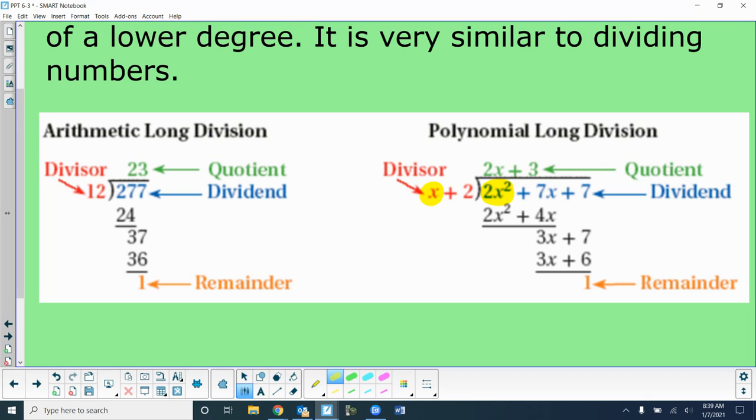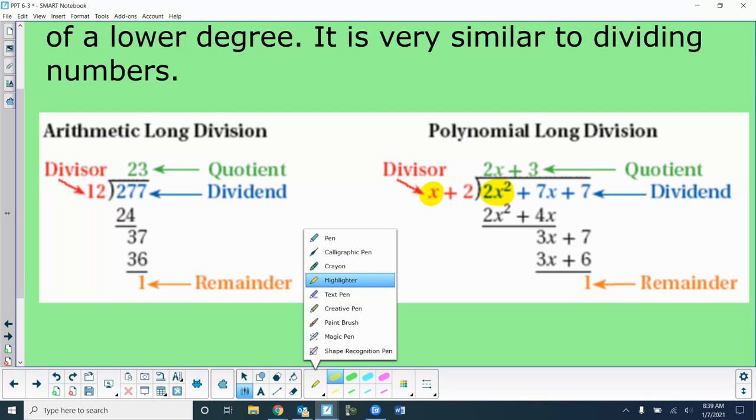Same procedure, but there's another number here. So I got to go 2x times 2. That's where that 4x came from. So you're distributing that 2x that you got from dividing 2x squared by x. You see that? What did we do with the 27 and the 24 here? We subtracted, right?